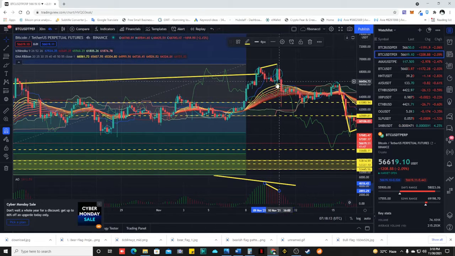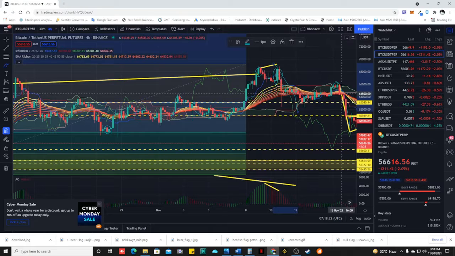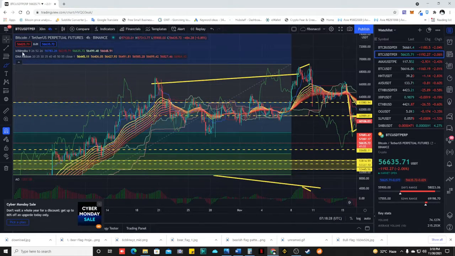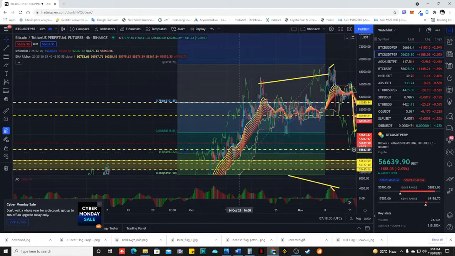What do you see? Bearish engulfing. So what happened next? Engulfing. Okay. So what happened next? It went down. Okay. So that's how you use this Awesome Oscillator. Let's check more.